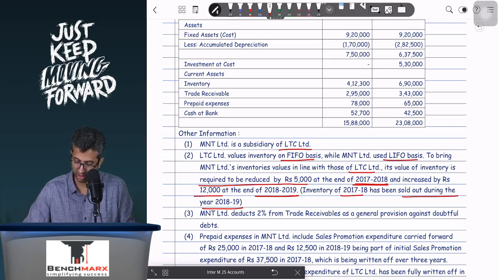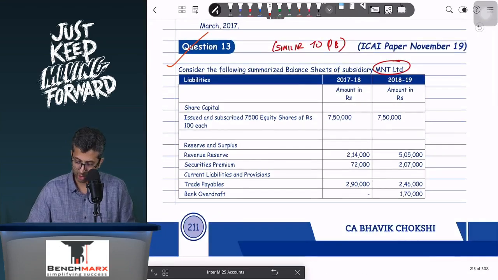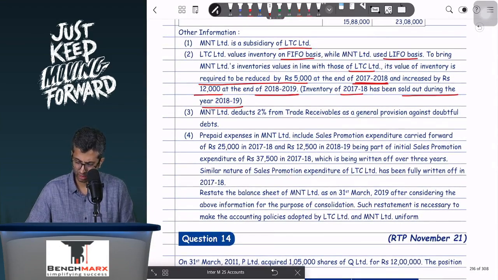So if my inventory over here increases by 12,000, one effect is 12,000 over here, inventory debit. The second effect goes in the profit and loss. So when I look at the revenue reserves, this will also increase by 12,000. Okay. There will be no effect of the opening inventory because the effect internally negates.